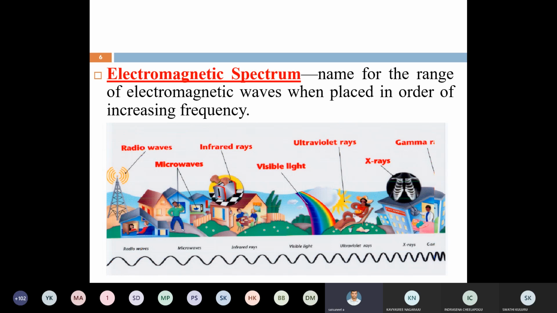From this, the electromagnetic frequency increases, but it depends upon applications. Some applications use radio waves, some use microwaves, some use infrared rays, some use visible light, some use ultraviolet rays, some use X-rays, and some use gamma rays.